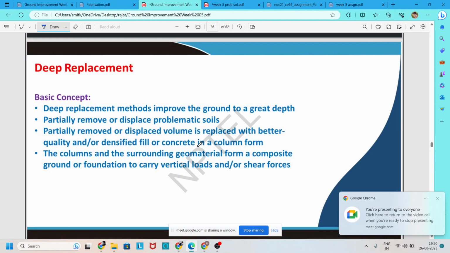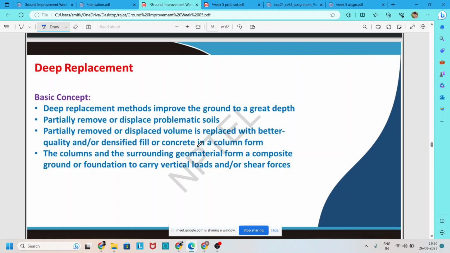So welcome back again in this session. Now we discuss. I think I am visible and audible also. Now we will start the deep replacement method.